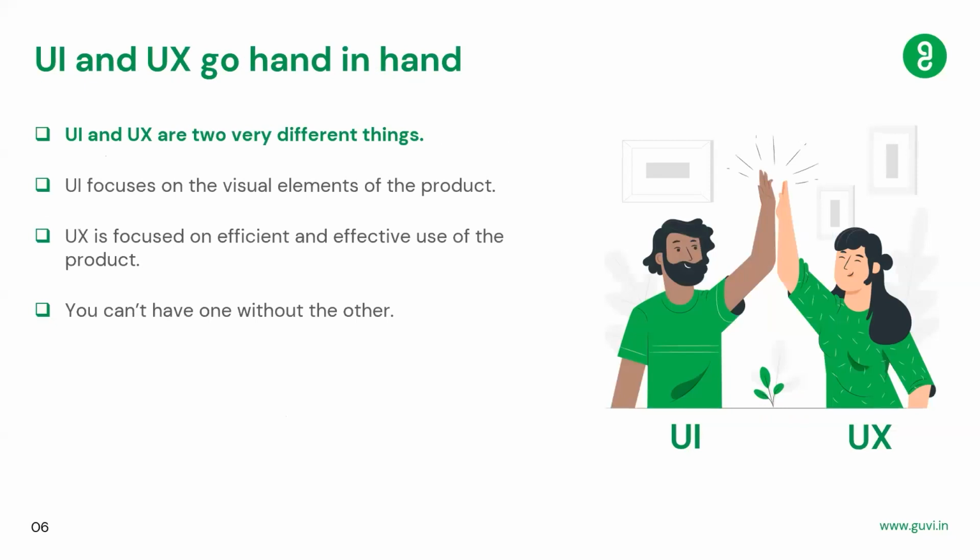And yes, UI and UX go hand in hand. They are two very different things. People have the perception that UI and UX are the same thing. No, it is not. UI is basically designing the elements of the app or the website, but UX is basically the science behind how we should design the product so that the user likes it and it is easy to use. So they are both very different things. As I said, UI focuses on the visual elements of the product. UX is focused on efficient and effective use of the product. And you cannot have one without the other.